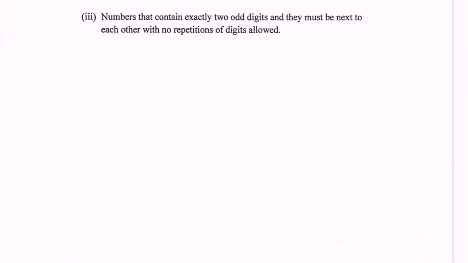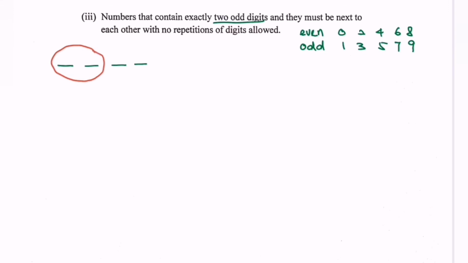Next, we have the situation where the even digits are 0, 2, 4, 6 and 8. For the odd, we have 1, 3, 5, 7 and 9. The numbers that contain exactly 2 odd digits, and they must be next to each other, together, with no repetition of digits allowed. So let's say we have case 1, which is 4 digits. And then they said the odd digits must be together. So try to imagine the situation where we have the odd digits, 5 numbers, which means we have 5 and 4.